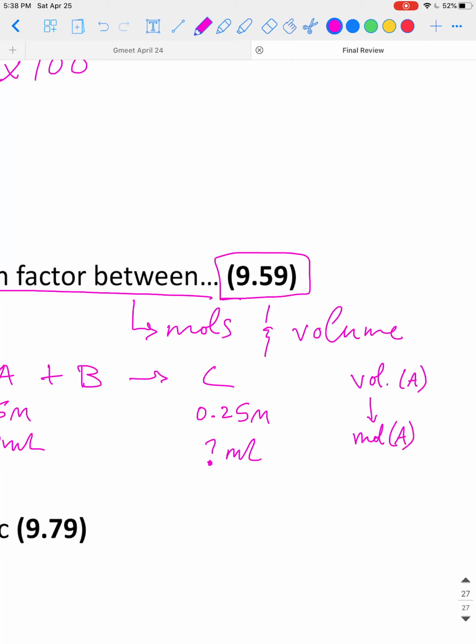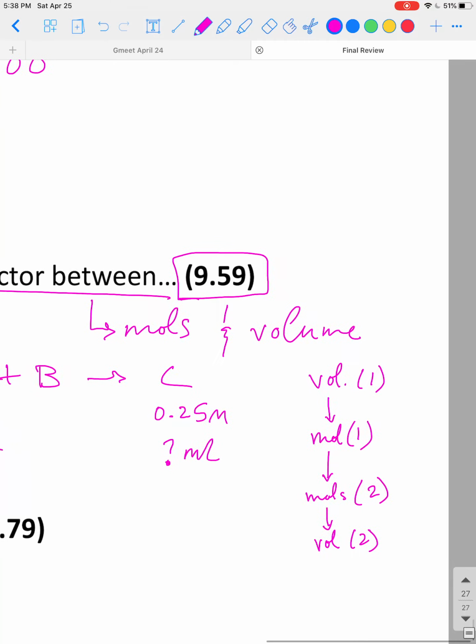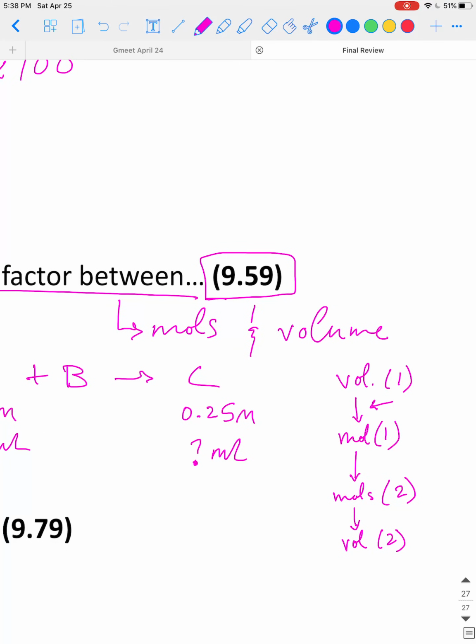Okay, you would start out with the volume of substance A, and then you would convert to moles of substance A, and then you would convert to the moles of substance B. And really, I should probably use numbers here because I used A and B in the equation. I don't want you to get confused. We'll just say substance 1 and substance 2. And then you could get the volume of substance 2.